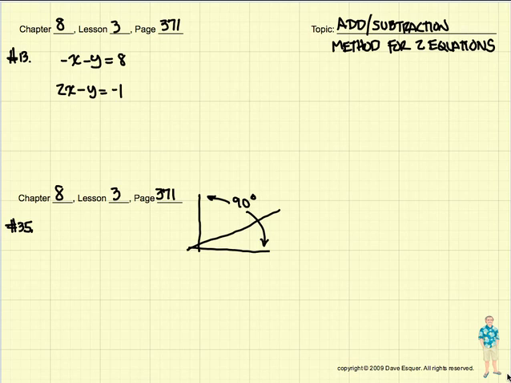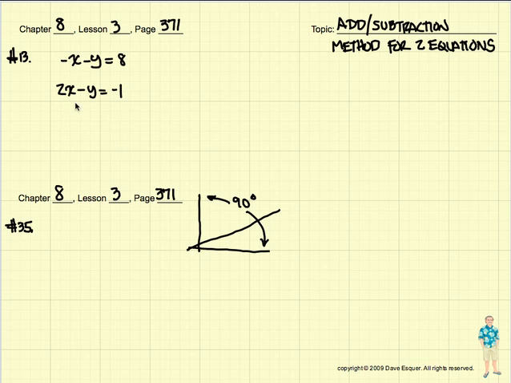Today we're going to learn a new method. First we've got the graphing method on 8.1. We had the substitution method in Chapter 8, Lesson 2. And finally in Lesson 3 we're going to learn the third method, which is either adding or subtracting for two linear equations.